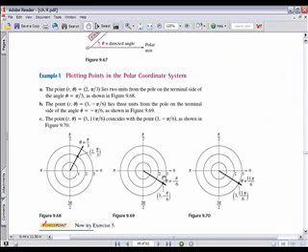3 comma negative pi over 6, negative pi over 6, angle this way, you go at a distance 3. 3 comma 11 pi over 6, 11 pi over 6 is all the way around here, you go a distance of 3. Notice these are the same place. Now in Cartesian coordinates, there's only one set of coordinates to define a single point. But in polar coordinates, you can use an infinite number of coordinates to define a single point because of the periodicity of the circle.